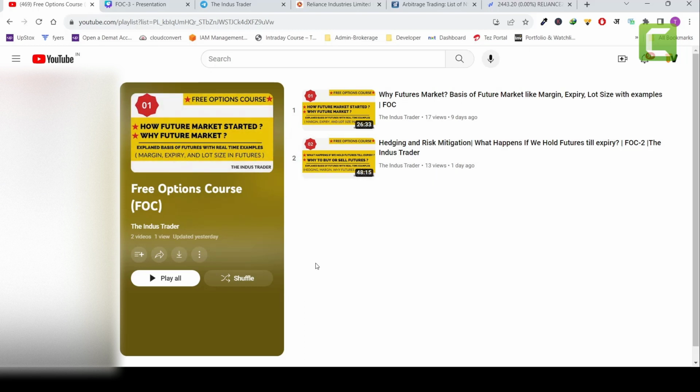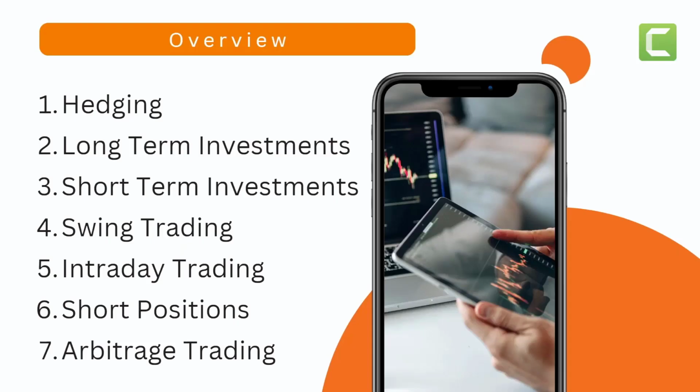Without wasting our time, let's get started. Yes guys, welcome back. These are the list of trading styles we can do with futures. We have other lists also, but these are the ones which are very close to our trading. So I have shortlisted the 7 styles of trading which a trader or investor can do using futures in day-to-day life.